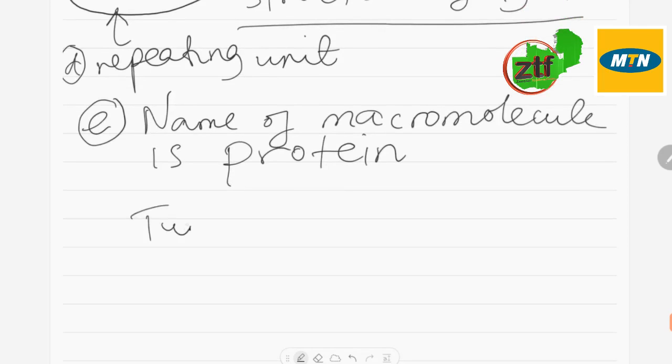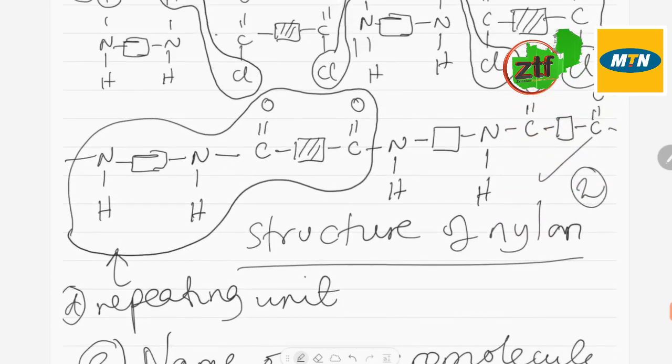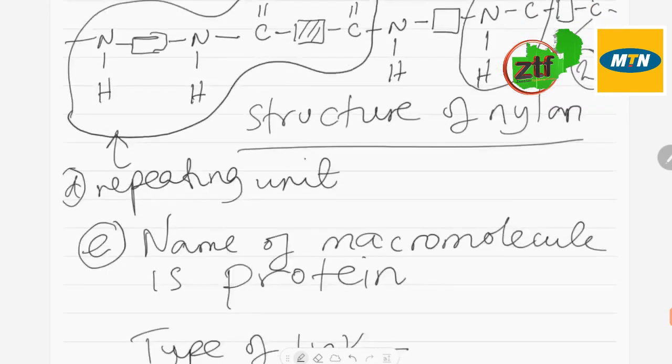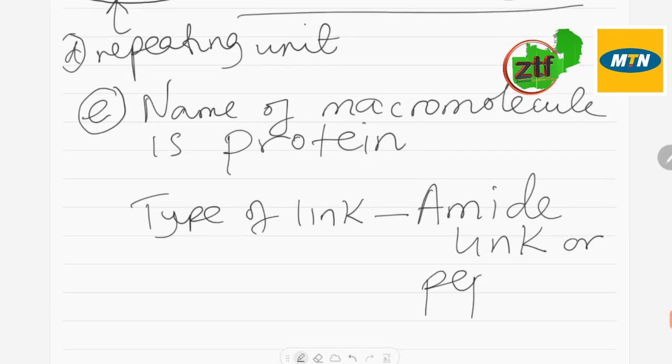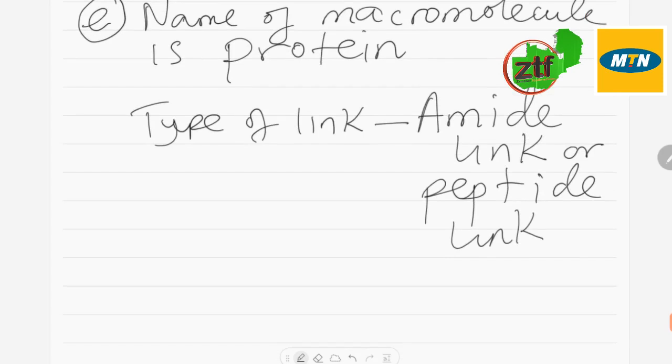The type of link is known as, it is this one here. So this is a link in nylon and protein, which is known as an amide. This is known as an amide link, or you can also call it peptide linkage or link. So the type of link is peptide link or amide link.